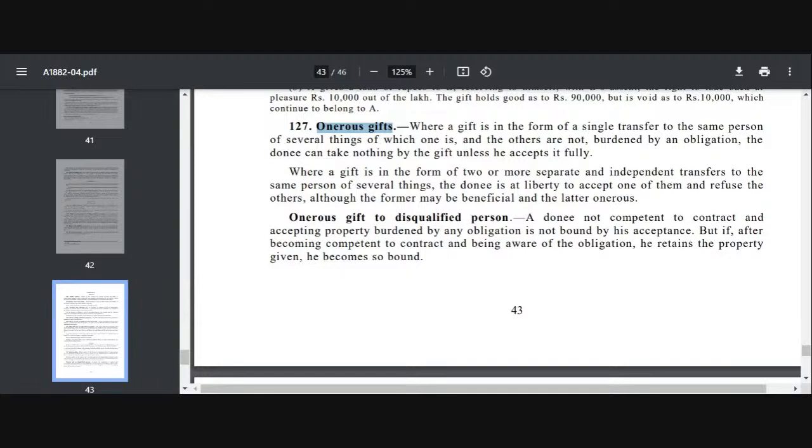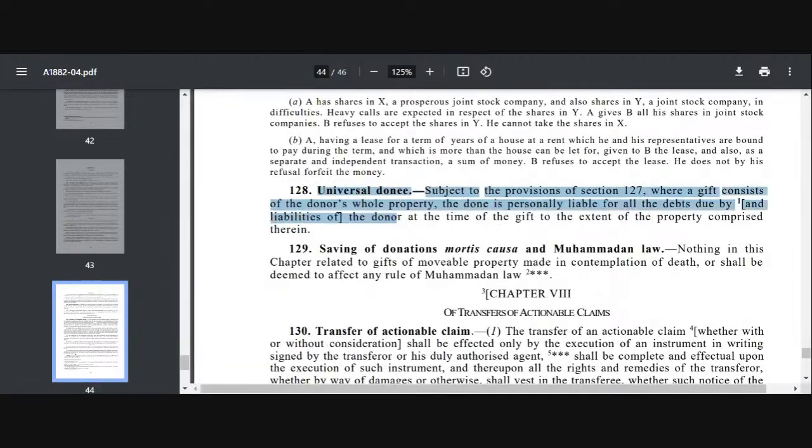You are accepting the gift with a burdened thing. And onerous gifts to a disqualified person: if you are giving an onerous gift to a disqualified person, like a minor, and such donee accepts the gift, but later, after attaining majority, he sees that this gift is not beneficial to him, he can repudiate it. Okay. 128 is universal donee. Universal donee means one who gets all the property, movable, immovable, everything. So universal donee is one donee who is getting everything. Okay, he gets all the property.